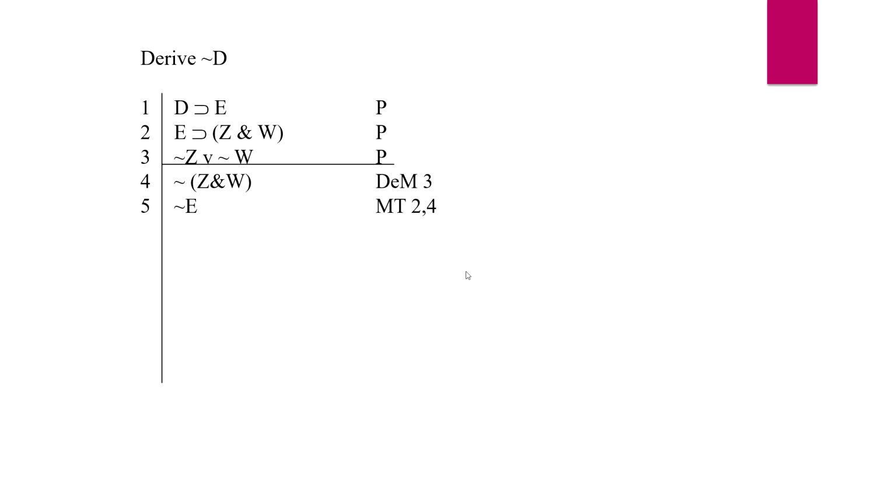And now we have tilde E, right? It's not the case that E on line 5. And on line 1, we have if D then E. So again, we're in the situation where we have the negation of the consequent of a conditional. So we can use modus tollens again and get tilde D, right? It's not the case that D on line 6.